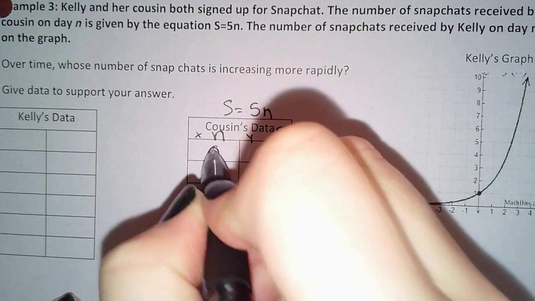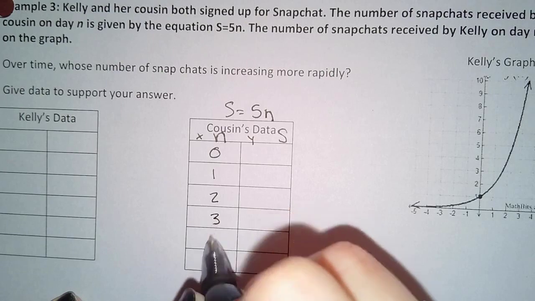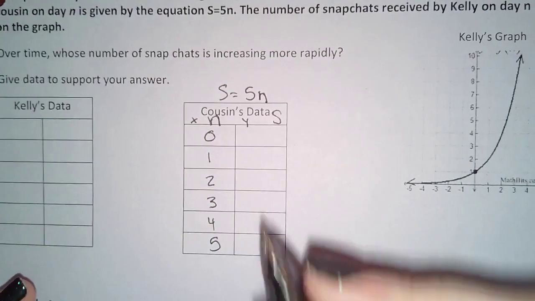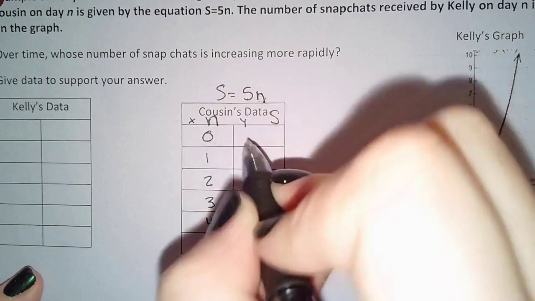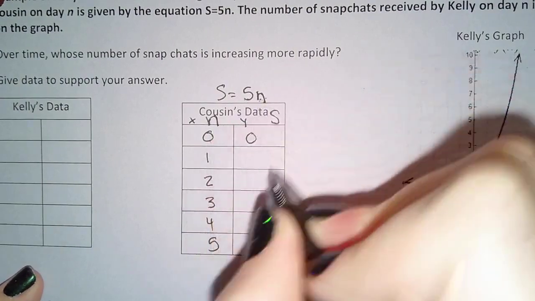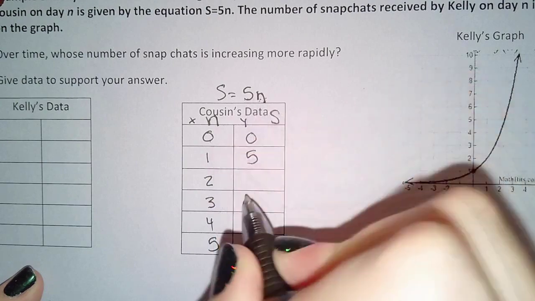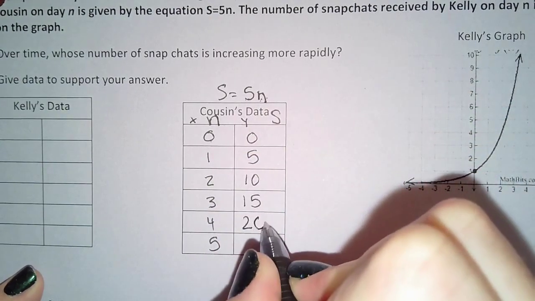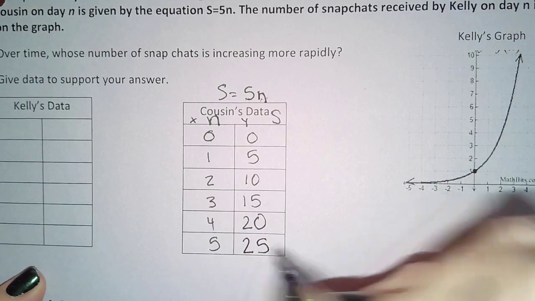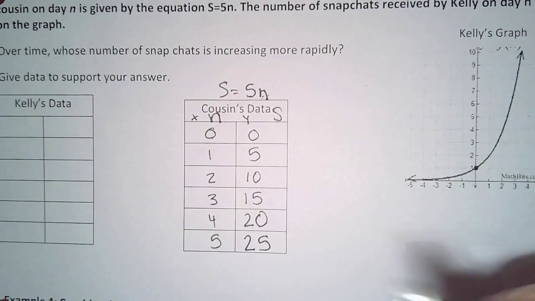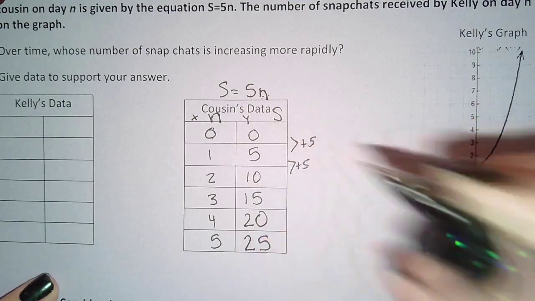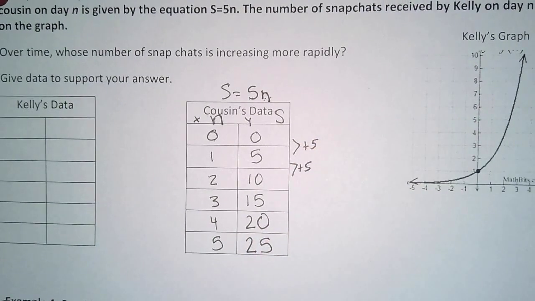Now let's go 0, 1, 2, 3, 4, 5. And let's plug it in. Plug in 0. 5 times 0 is? 0. 5 times 1? 5. 5 times 2? 10. 5 times 3? 5 times 4? 5 times 5. Okay, great. So this is linear. We're adding 5 every time, right? So her Snapchats are increasing at a linear rate, so a straight line.